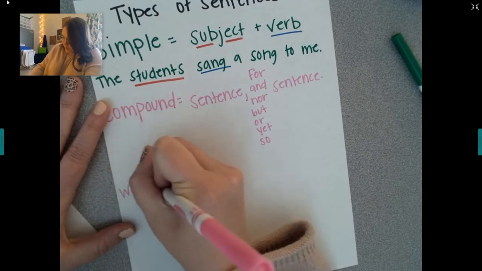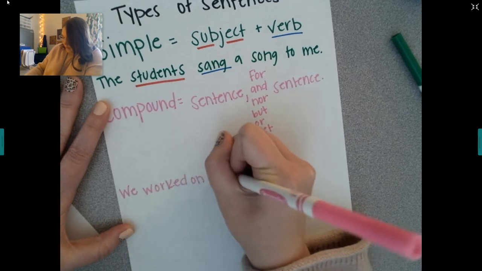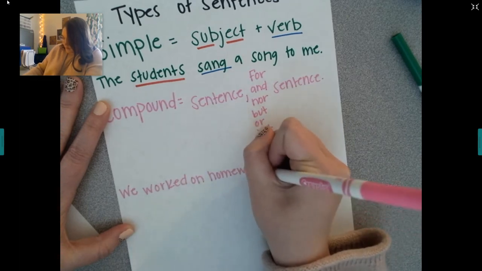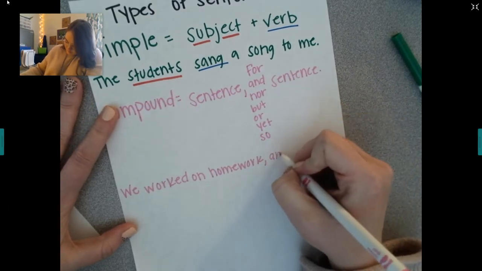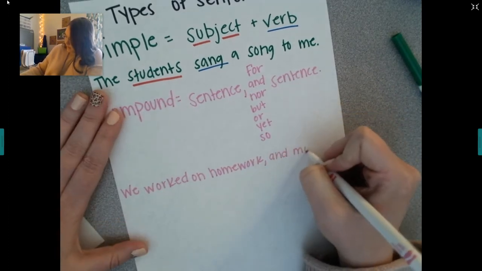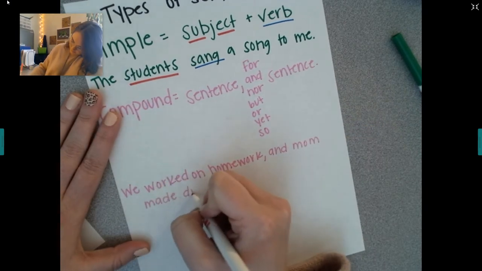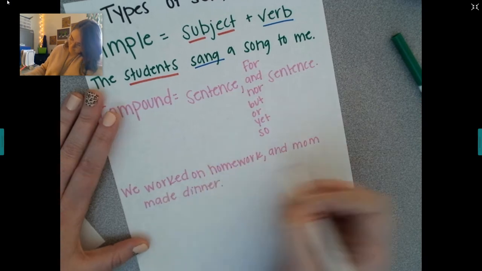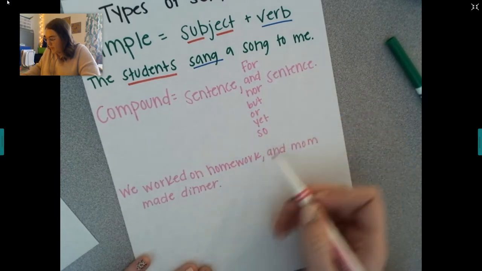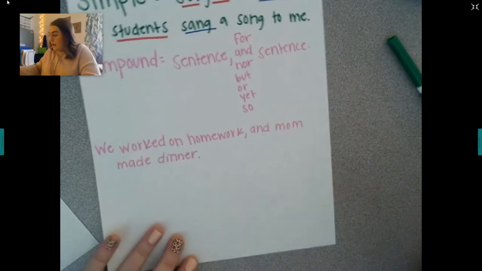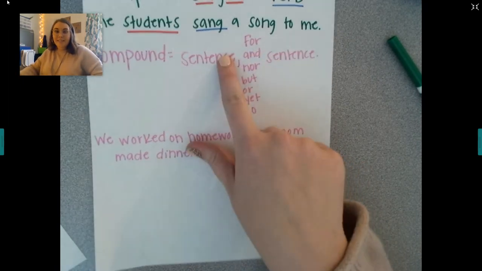So we worked on homework. That would be my first sentence. Then I would put a comma and mom made dinner. We worked on homework, and mom made dinner. So my fanboy is this and right here, right? So on each side of your fanboy, you have a sentence.